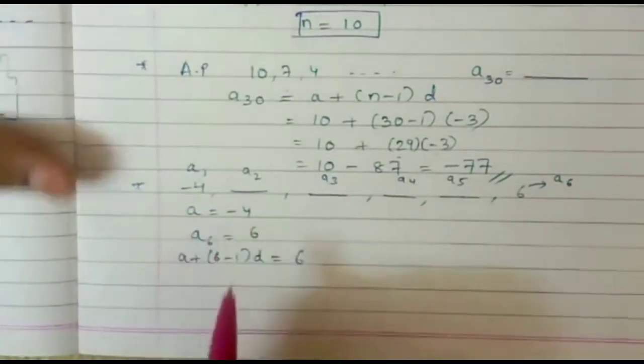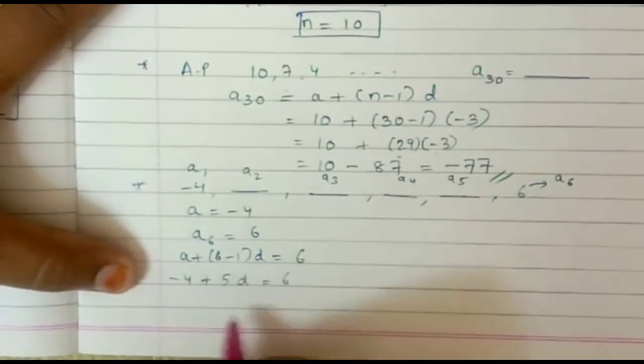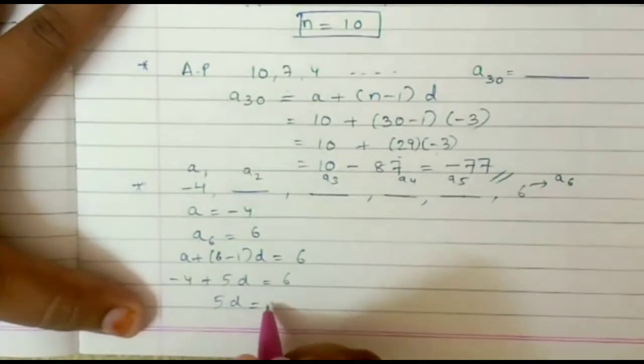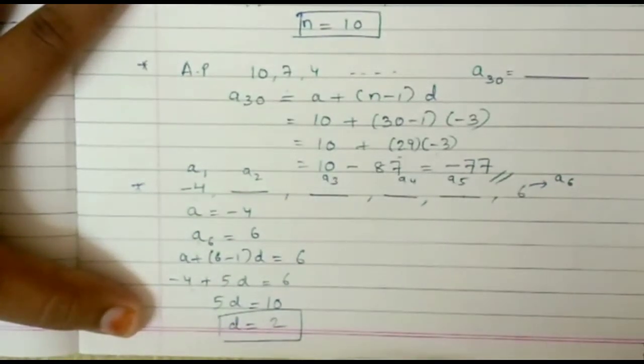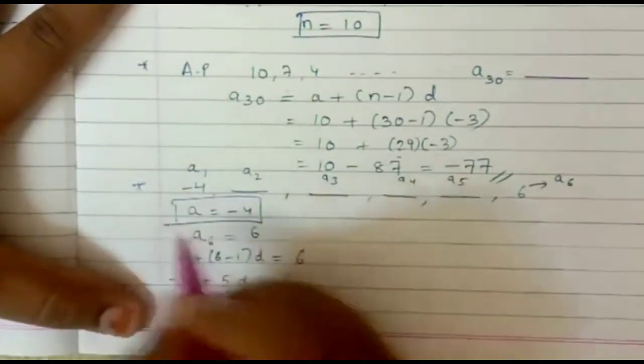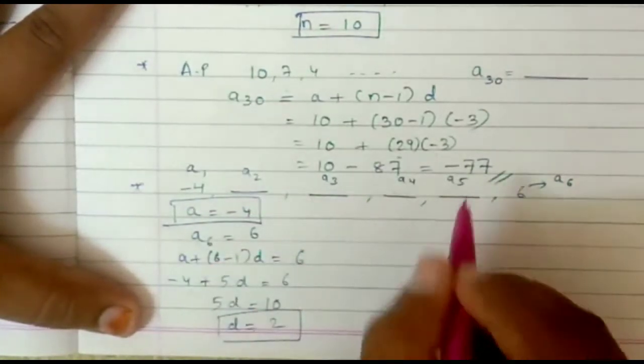Now what is your A? Minus 4. So this will be minus 4 plus 5D is equal to 6. So 5D will be equal to 10. Minus 4 will come this side, it will become plus 10, and D will be equal to 2. Once you get the value of D as 2, you already have A and you already have D. So I can easily find out what is A2, A3, A4 and A5.